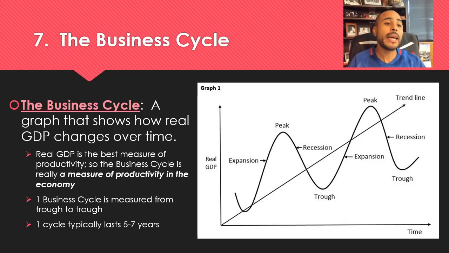Now, one business cycle is measured from trough to trough. Remember, the trough is the lowest part. I know it looks like tro, but we pronounce it trough. So from one trough to the next trough, it kind of makes like a camel hump. One camel hump is one business cycle. And one business cycle typically lasts about 5 to 7 years.